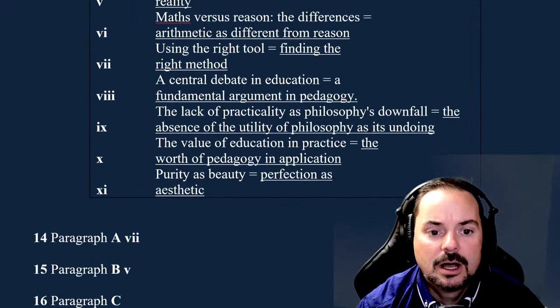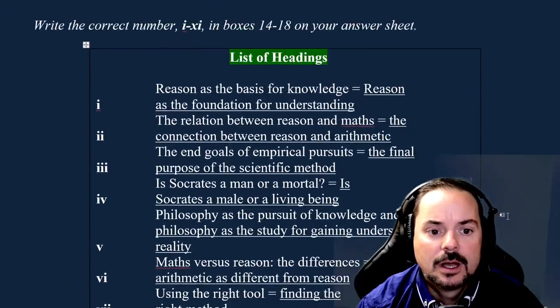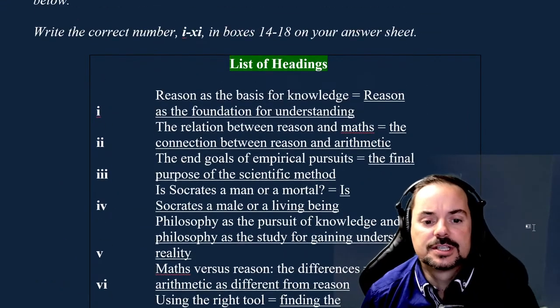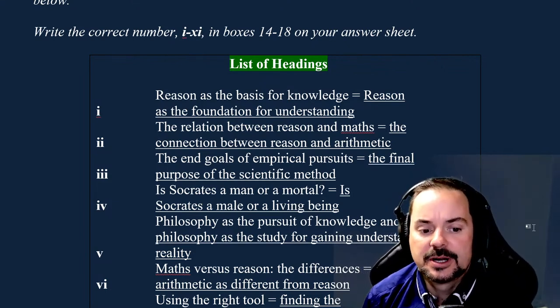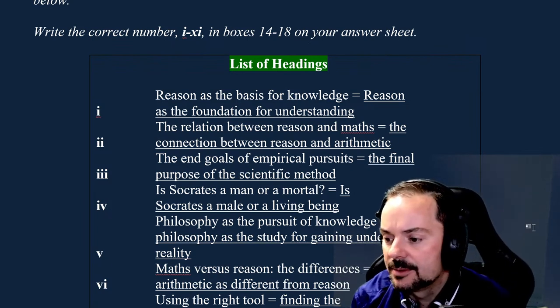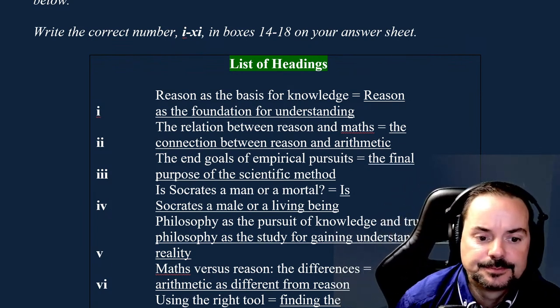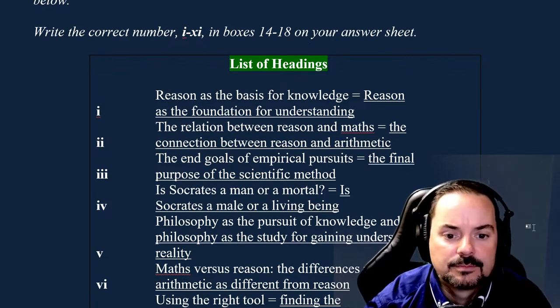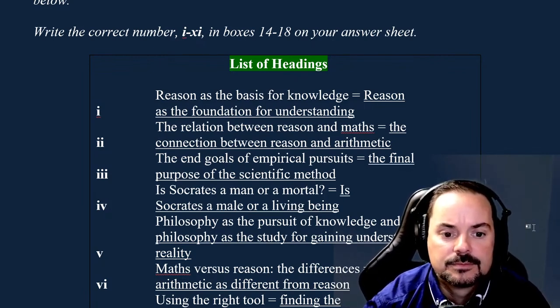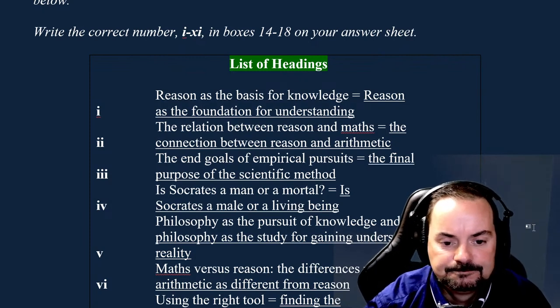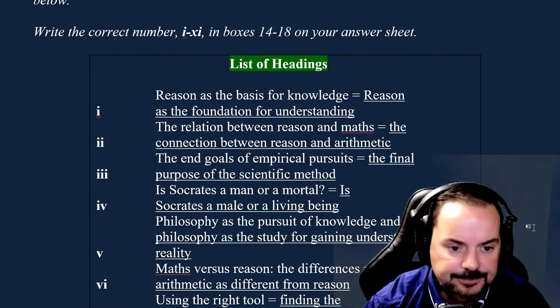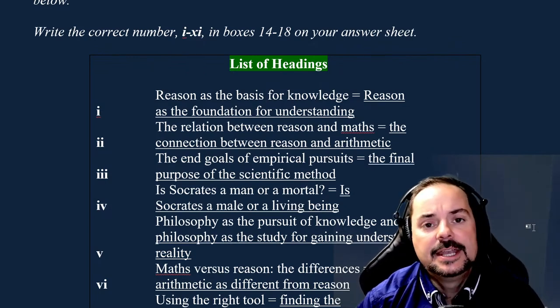Good. Okay. Which one of these choices matches the closest to what this paragraph is saying? You should be able to get it pretty quick here, Domenico, I think. Reason as the basis for knowledge. Does that one look good? Yeah, the first one. Okay. Reason as the basis for knowledge. Good, excellent. Yeah, and it is the right answer.